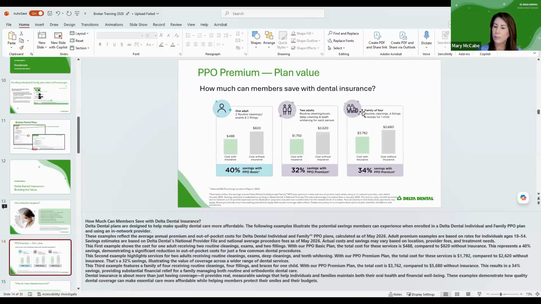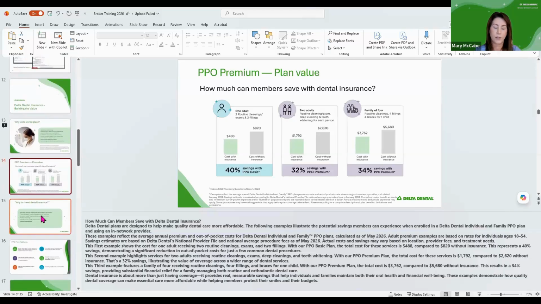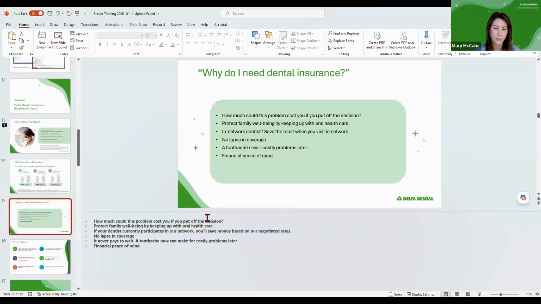And then on the premium plan, a family of 4 with routine cleanings, 4 fillings, and braces for a child. $3,762 with insurance compared to $5,680 without insurance. So a 34% savings. I do want to add that we are one of the only carriers that covers braces for adults and children. A lot of companies only cover for under 18. So that is a really good selling point.